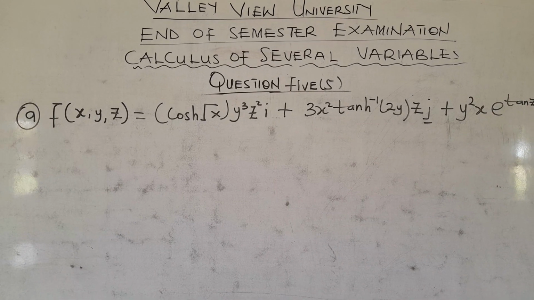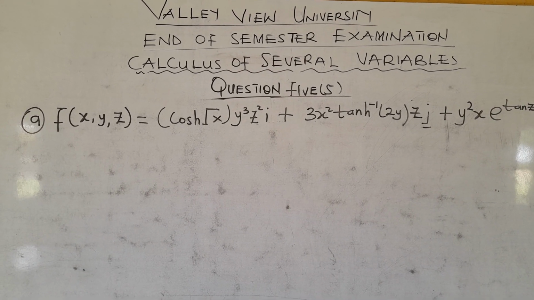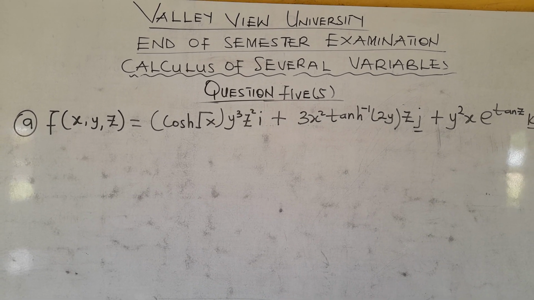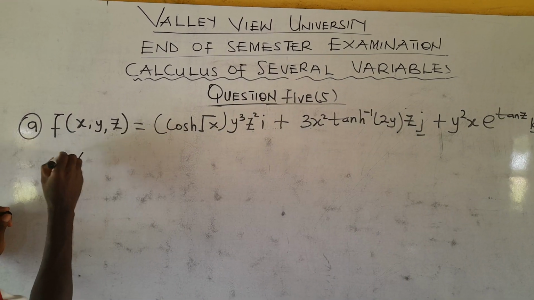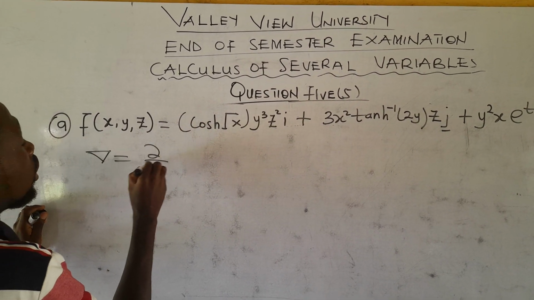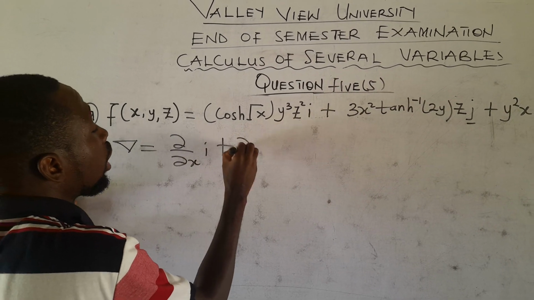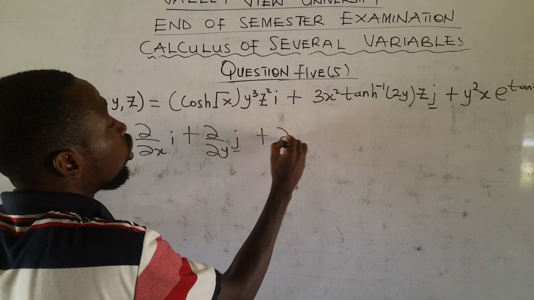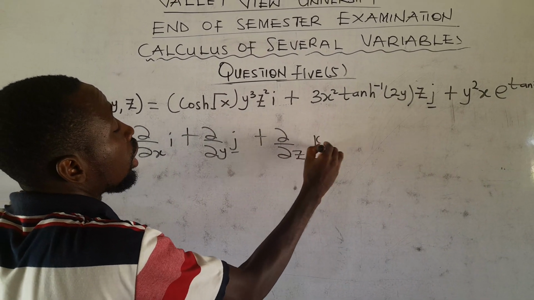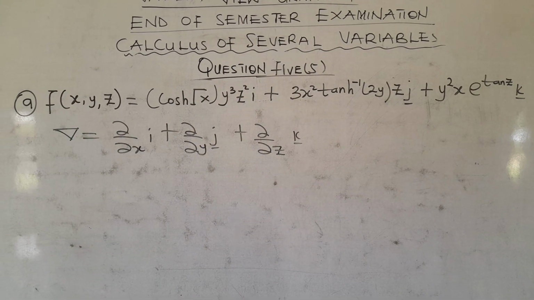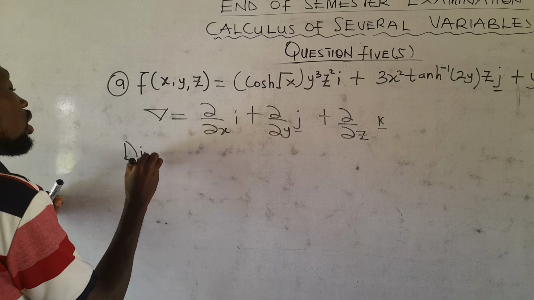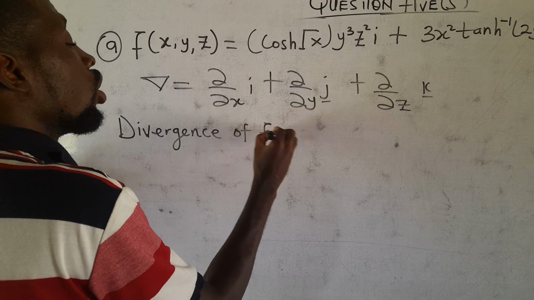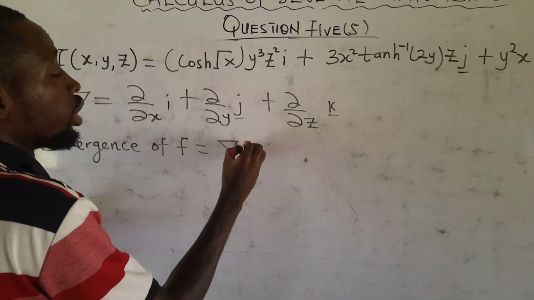So the divergence of a vector field is just the dot product between the vector differential operator and the vector field. And what's our vector differential operator? The vector differential operator del is equal to ∂/∂x i plus ∂/∂y j, then plus ∂/∂z in the k direction. So we say that the divergence of f will be equal to the differential operator dot f.